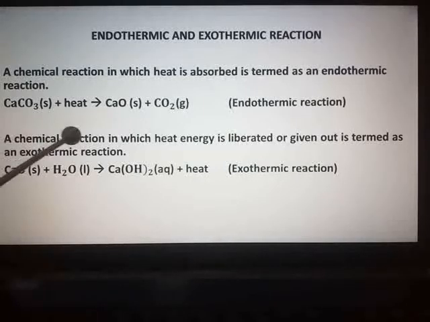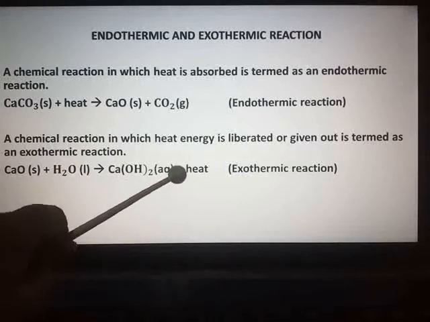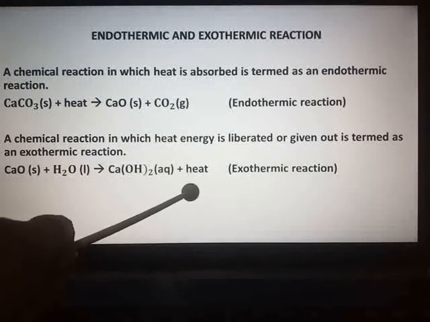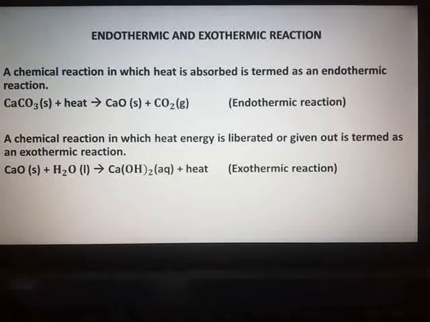And a chemical reaction in which heat energy is given out is known as an exothermic reaction. Calcium oxide, when treated with water, forms calcium hydroxide with the liberation of a large amount of heat. So a very small tip I had given you over here. If you see heat on the side of the reactants or above the arrow, then it is endothermic, and if heat is seen on the side of the products, then the equation is an exothermic equation or reaction. Till endothermic and exothermic we had seen yesterday.